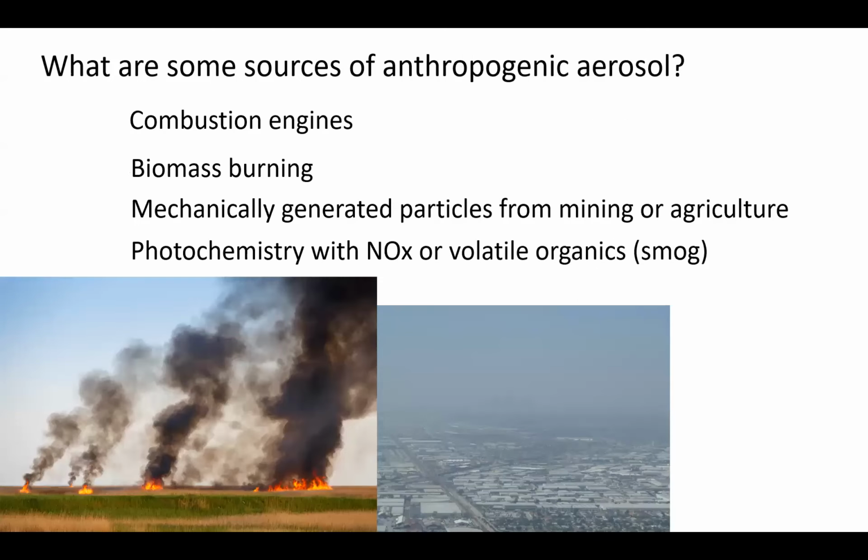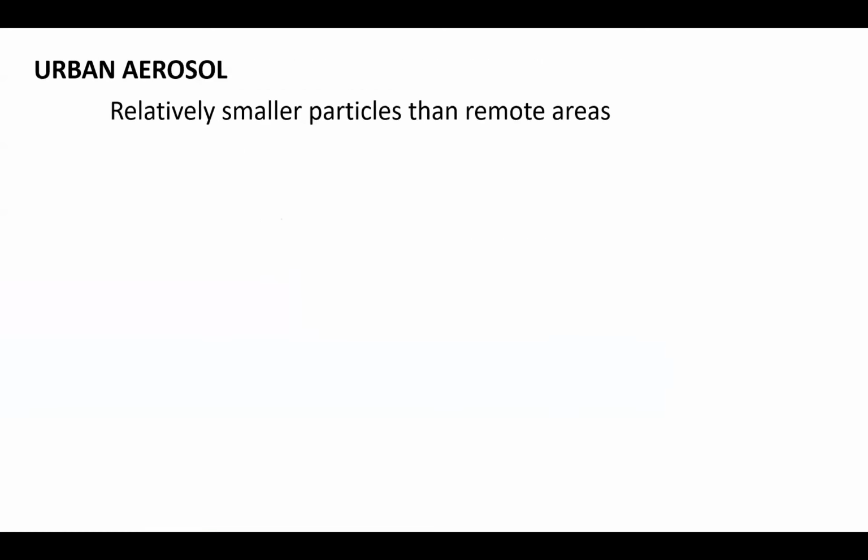Anthropogenically, then we can have emissions from combustion engines, biomass burning, mechanically generated particles from mining or agriculture. And again, this kind of chemistry from the gas phase, this time with gas phase compounds that are released from car emissions or manufacturing, things like NOx and volatile organics. They can undergo chemistry, become less volatile, and condense into particles. So I want to talk about size distribution characteristics for 5 different kinds of aerosol, and then we'll kind of wrap up this size unit.